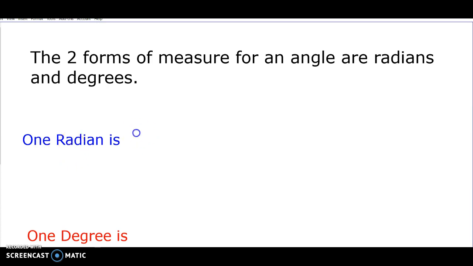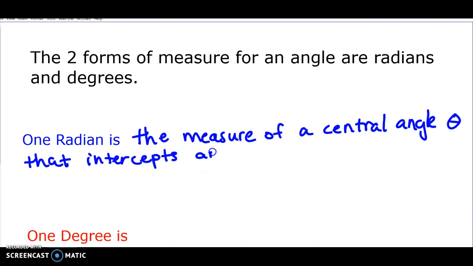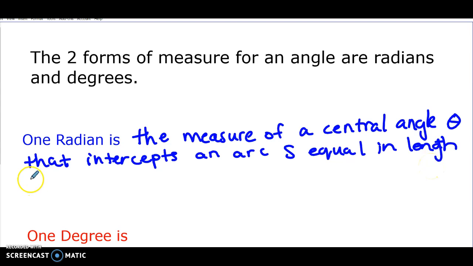So 1 radian is the measure of a central angle, let's say theta, that intercepts an arc S that's equal in length to the radius R of a circle.